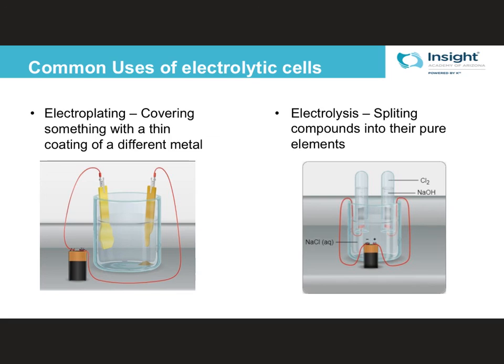Another example of electrolytic cells is electrolysis, and you can use this to split compounds into their pure elements. For example, you can take sodium chloride and split it into chlorine gas and sodium ions using an electrolytic cell.